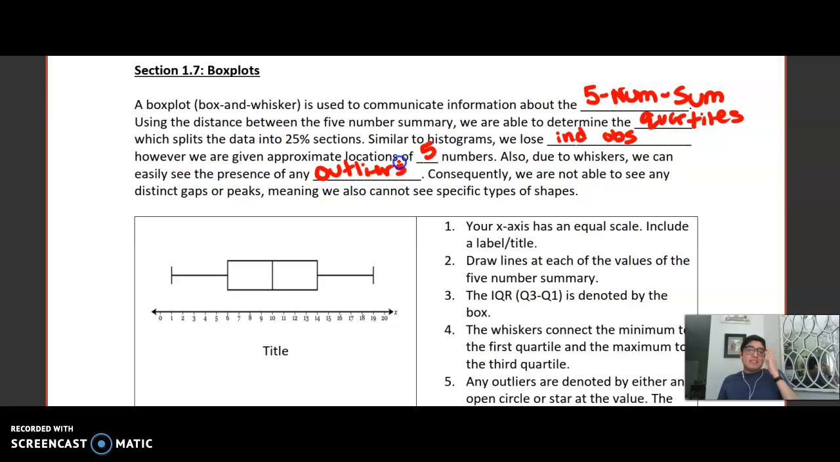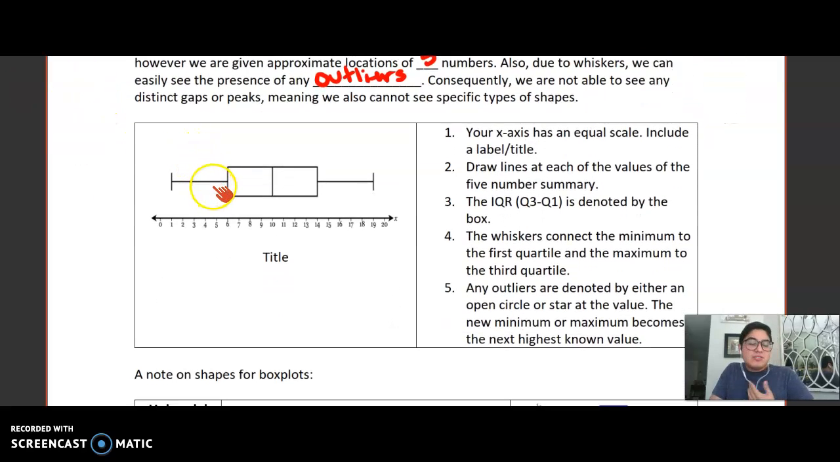Consequently, we're not able to see any distinct gaps or peaks, meaning we cannot see specific types of shapes, and more about that shortly. So when we talk about the box plot, we're going to use the median and the quartiles, or the IQR, for our center and spread, because those are easily seen. So for example here, I want you to label this on yours. Here's the min, here's the first quartile, here's the median, or quartile 2, here's the third quartile, and here's the maximum. In this box plot, I don't know if there are 1,000 observations, or just 5 observations, or 1,000,007 observations. All I know are these 5 numbers.